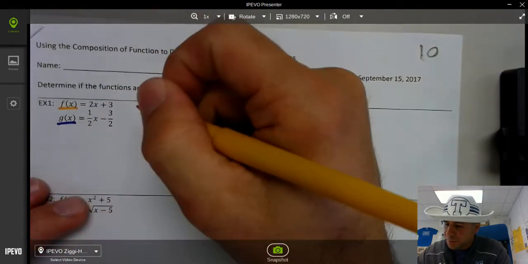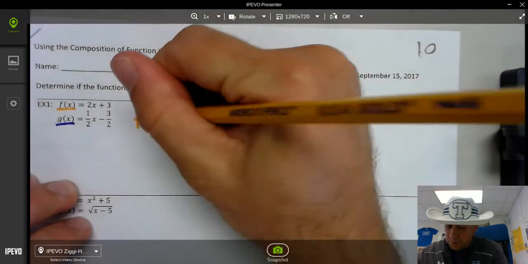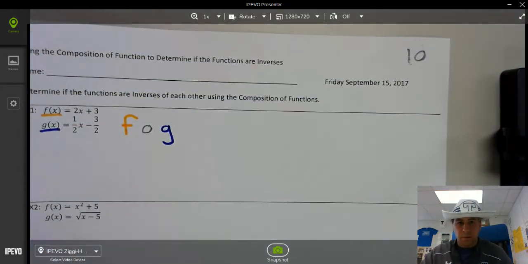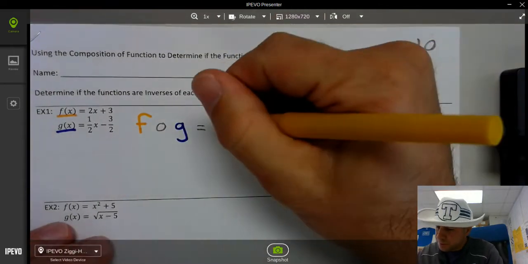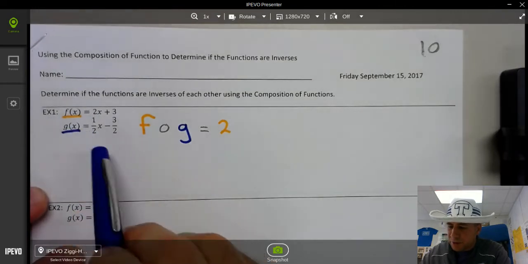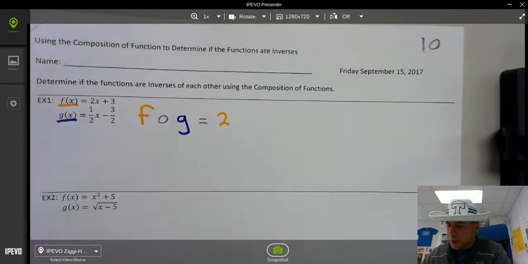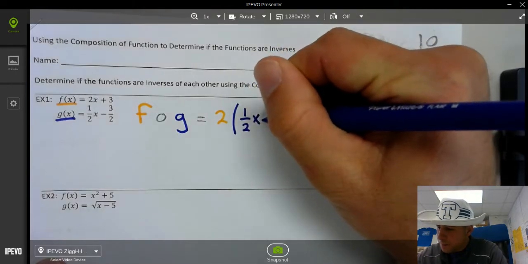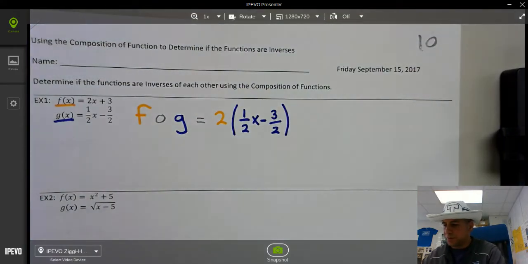So to do f of g, basically what you're doing is putting g of x into f of x. So you're putting one half x minus 3, divided by 2, in for x. So that's 2 times parentheses one half x minus 3 divided by 2, plus 3.